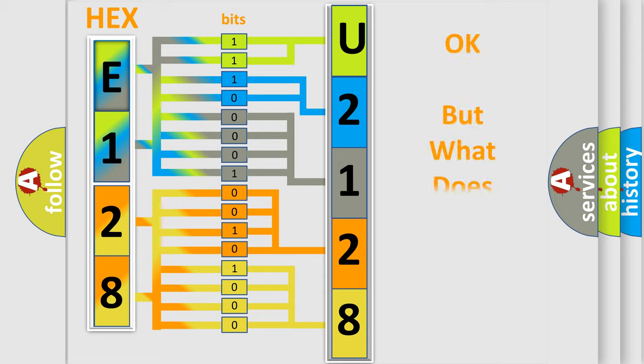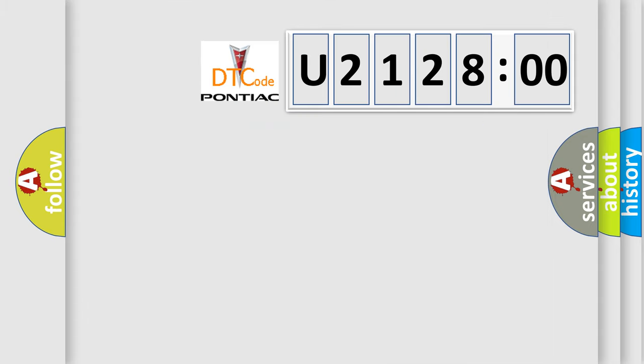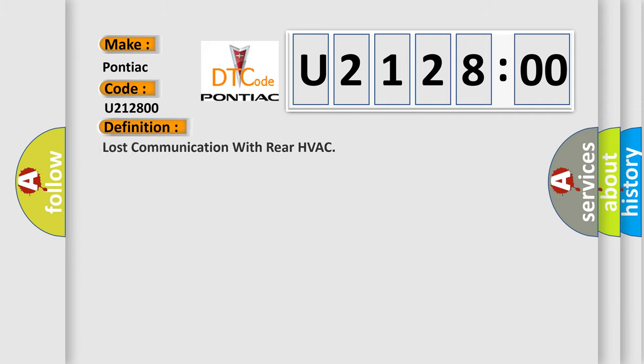The number itself does not make sense to us if we cannot assign information to what it actually expresses. So, what does the diagnostic trouble code U2128-00 interpret specifically for Pontiac car manufacturers? The basic definition is lost communication with rear HVAC.